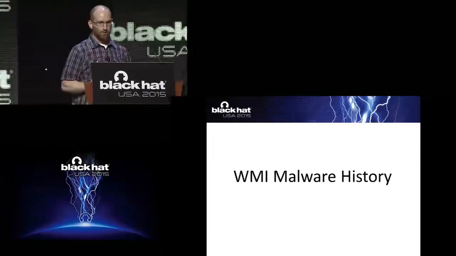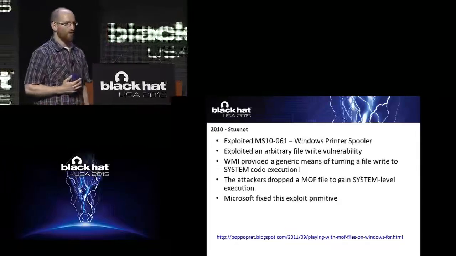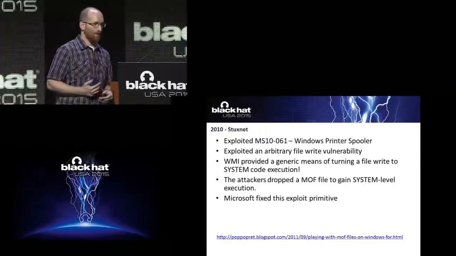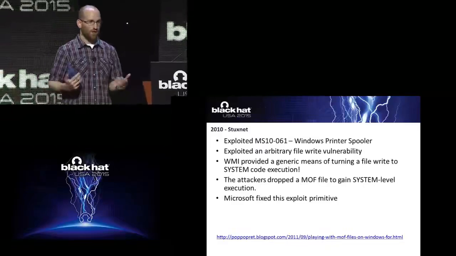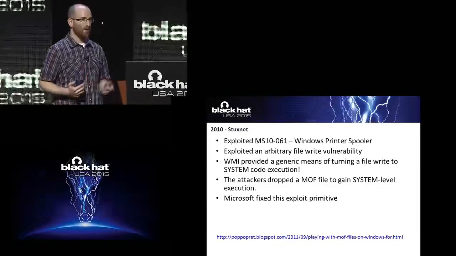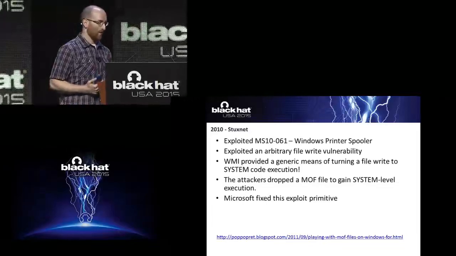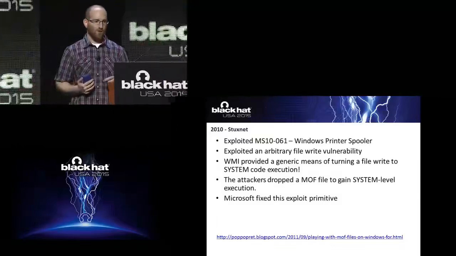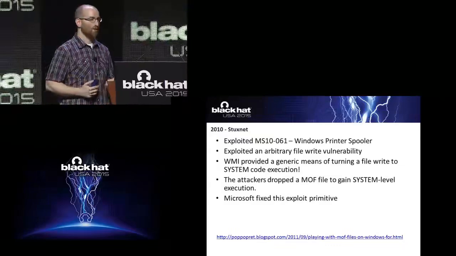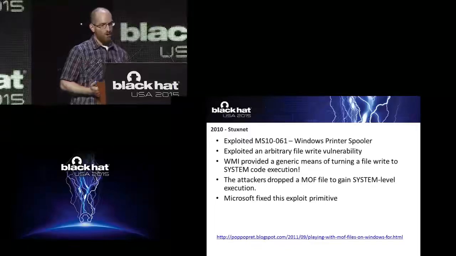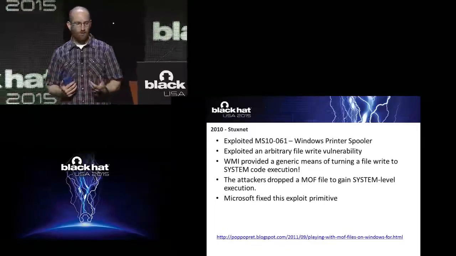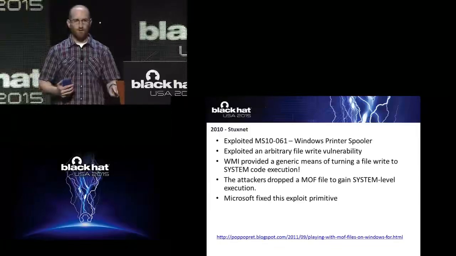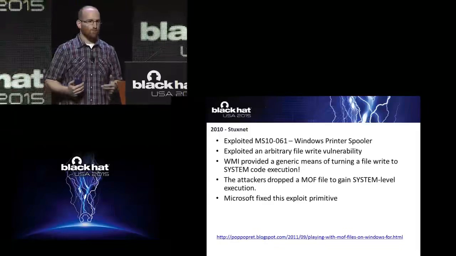All right. So let's tear into some previous malware that has become public. The first time I ever heard of WMI, I'm not a sysadmin by trade, so I really had no idea what WMI was until around 2010 when I was reading up on all the articles about Stuxnet. And this wasn't really mentioned too much, but one of the vulnerabilities that Stuxnet took advantage of was MS10-061, the printer spooler vulnerability, which basically enabled the attacker to write an arbitrary file to the file system. So just imagine, if you could drop any file to the file system in order to gain code execution, how might you go about doing that?